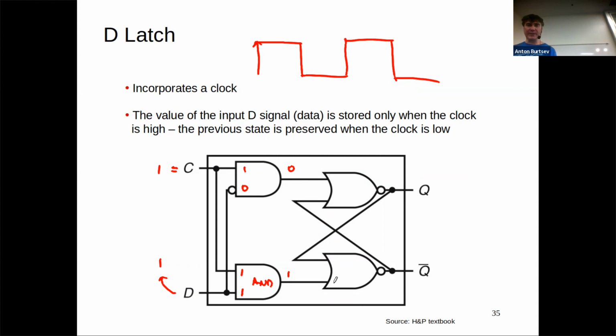So this one is 1, this one is X. So X or 1 is 1. So this output is 0. This input is 0. 0 or 0 is 0. So this one is 1, right? And so Q is 1. Agree with this? Right?